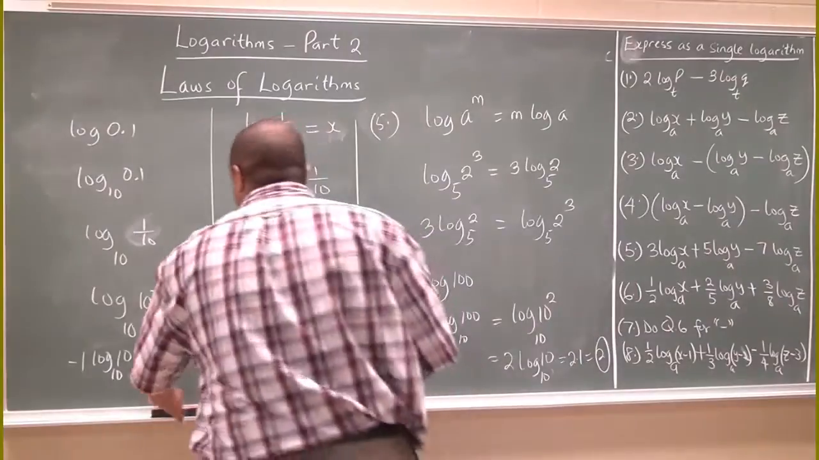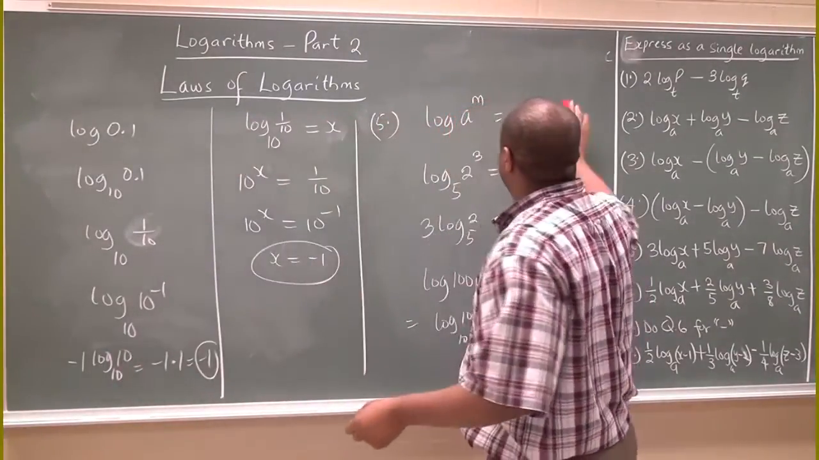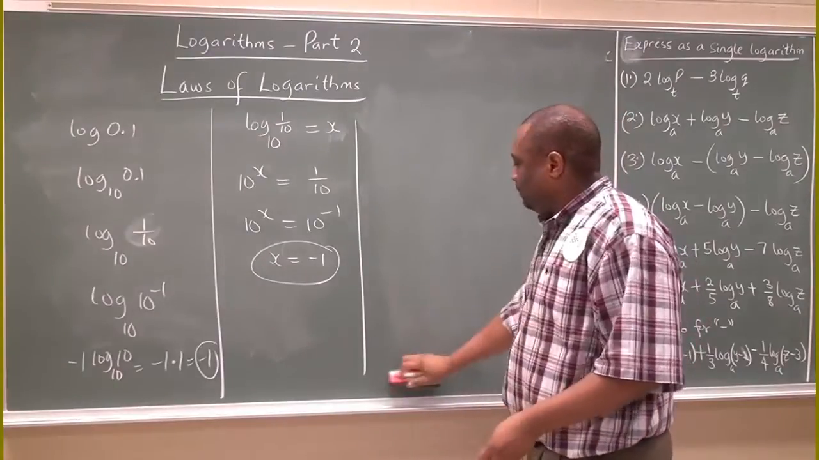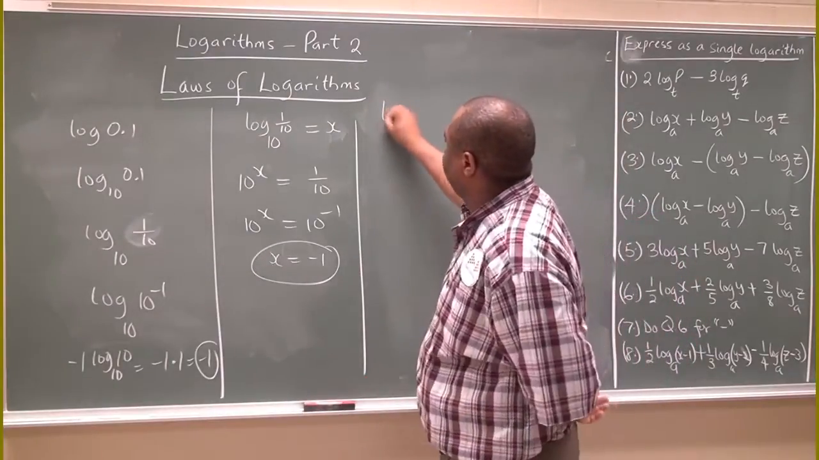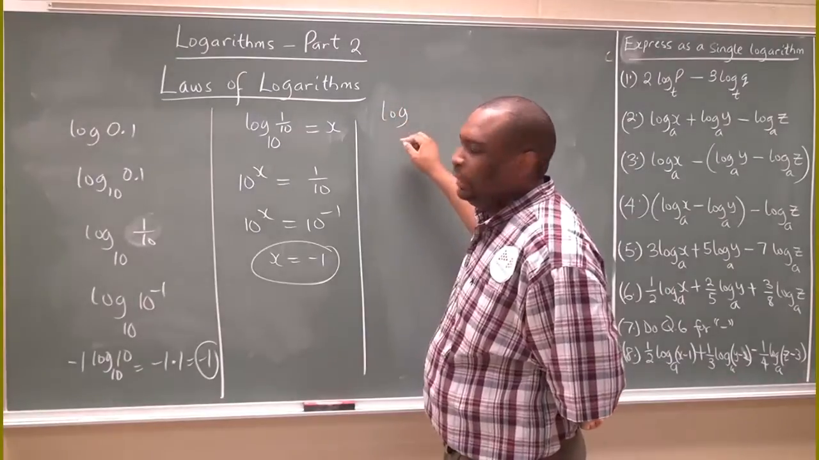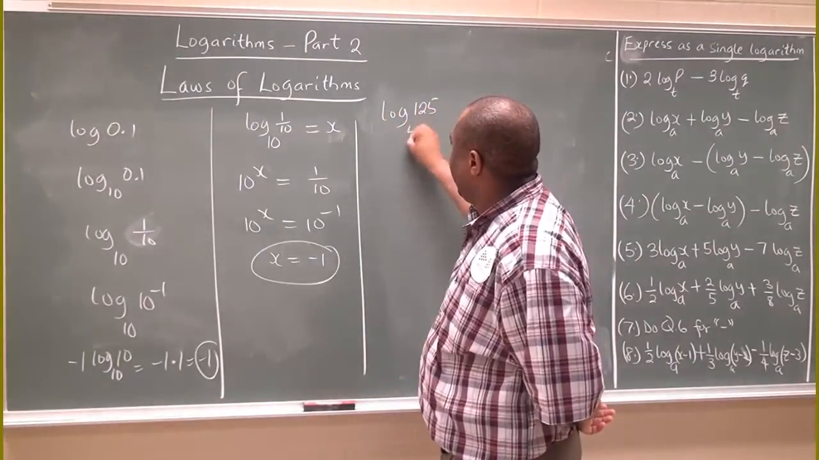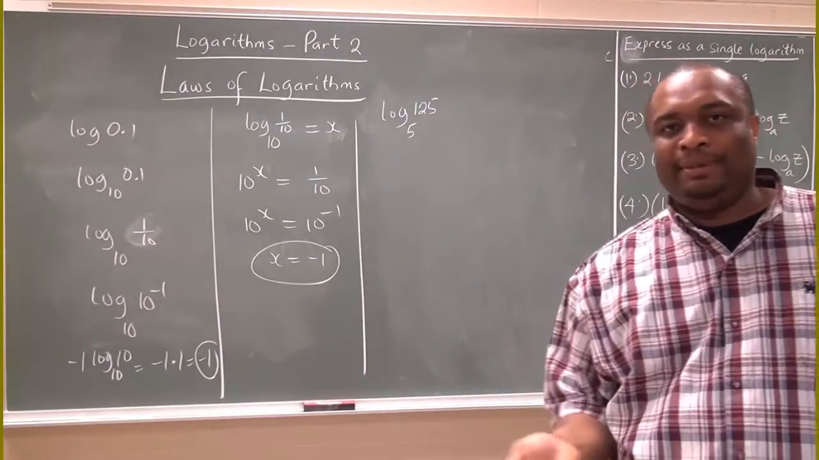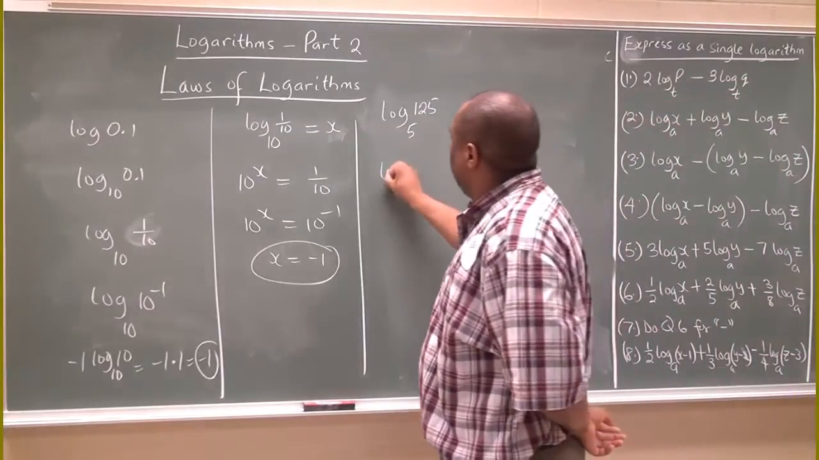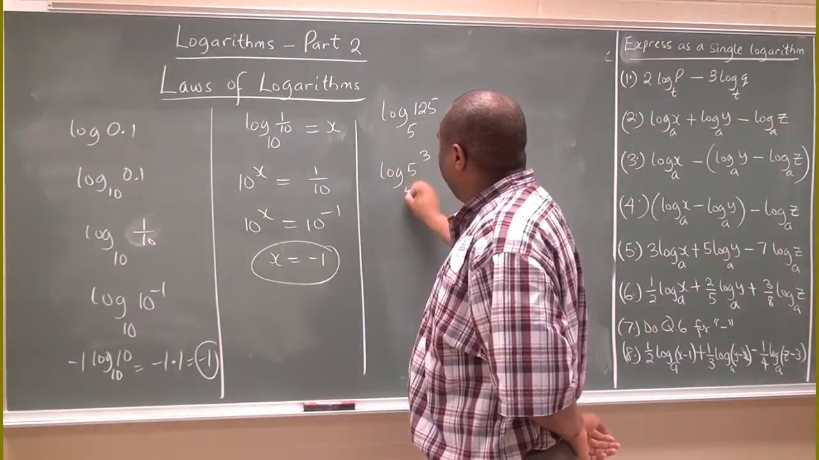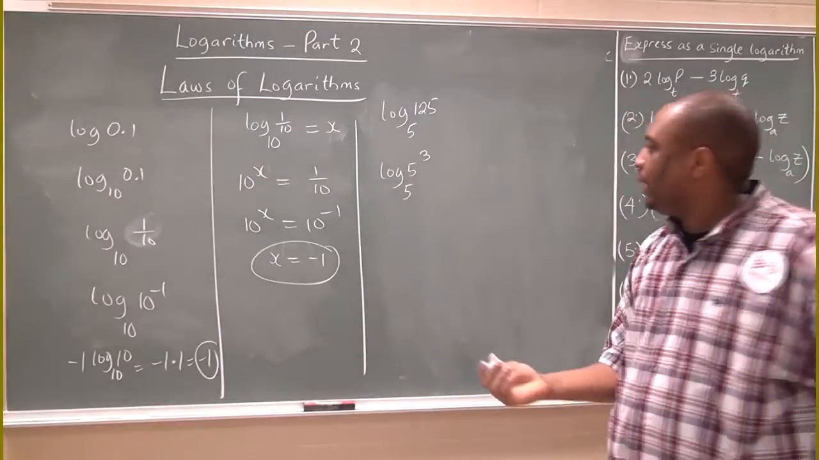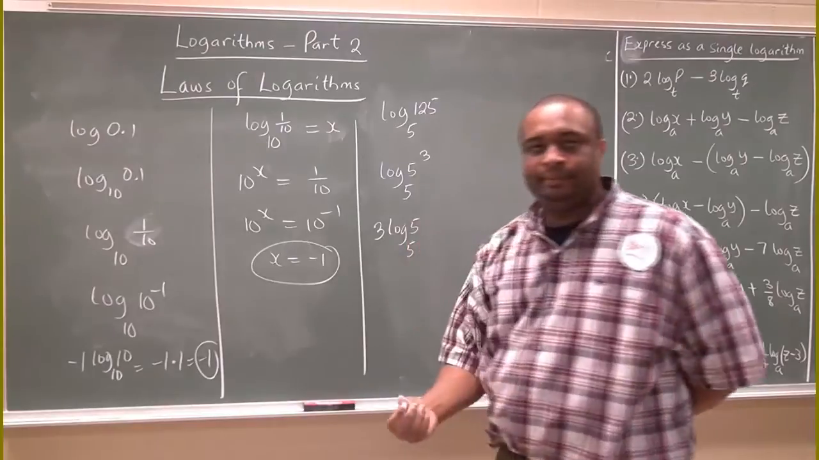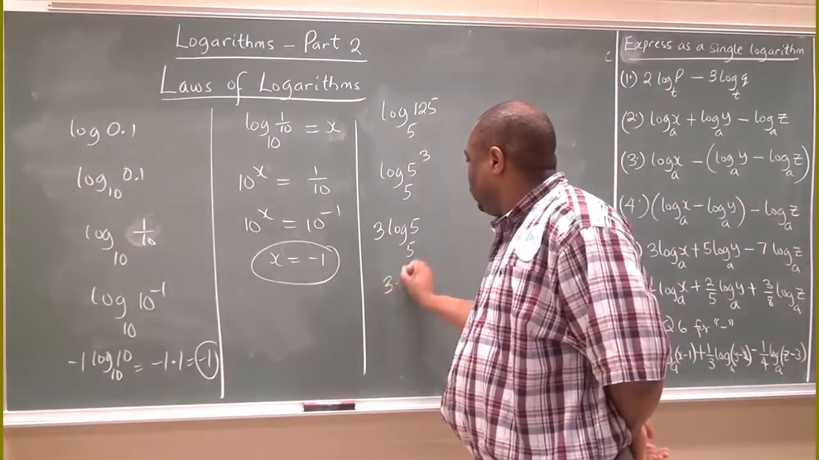Let's do one more problem here before we go to the next law of logarithm. If we want to find something like log 125 base 5, you want to simplify it. So this means log 5 raised to power 3 base 5, and that means 3 log 5 base 5. And that means 3 times 1, and that means 3.